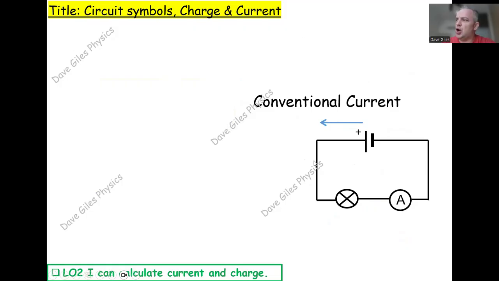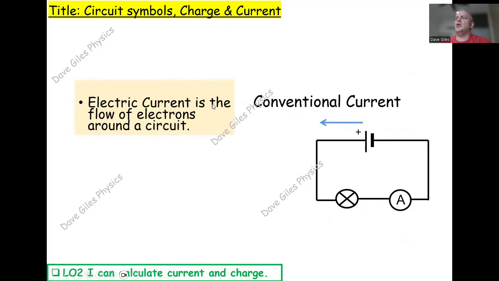And conventional current is another thing to mention. Conventional current goes from positive to negative. Okay, so we say it goes from positive to negative. However, electric current is the flow of electrons in a circuit. So if you know anything about electrons, then they are negatively charged.